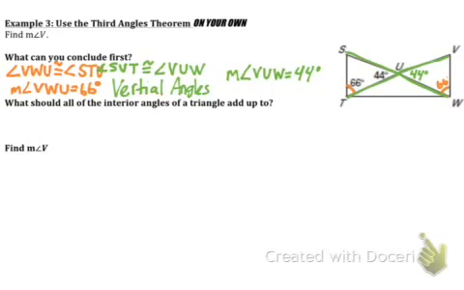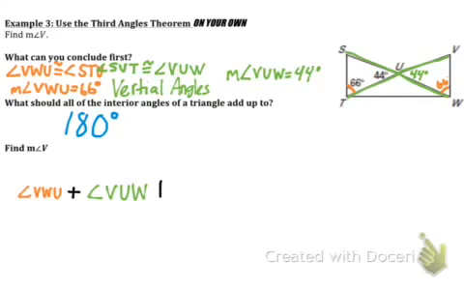Now we have to think, what should all the interior angles of a triangle add up to? Well, 180 degrees. So, using what we know about the third angles theorem, we can finally figure out the measure of angle V. Well, angle VWU is 66 degrees, plus the measure of angle VUW, plus the measure of that final angle, WVU, equals 180 degrees.